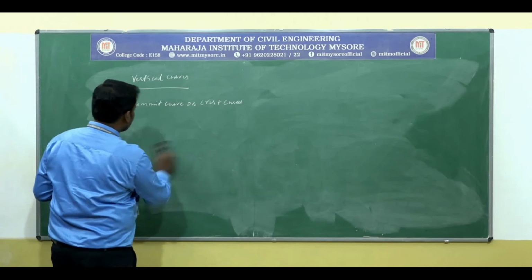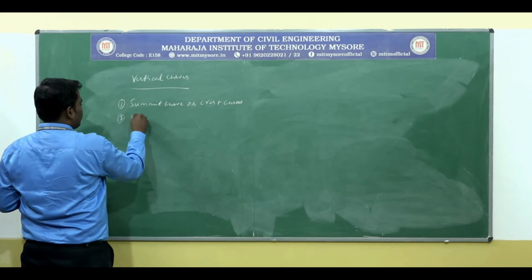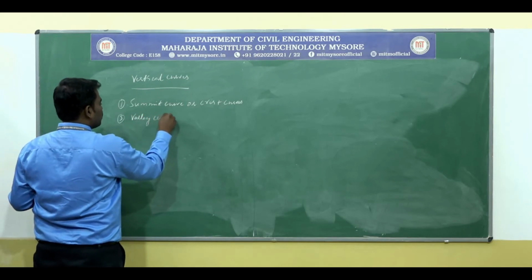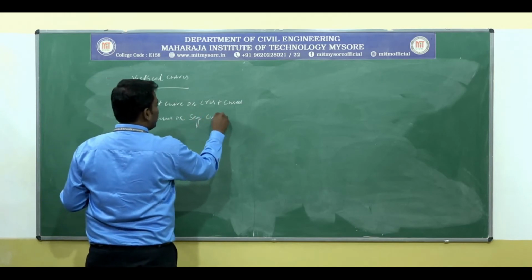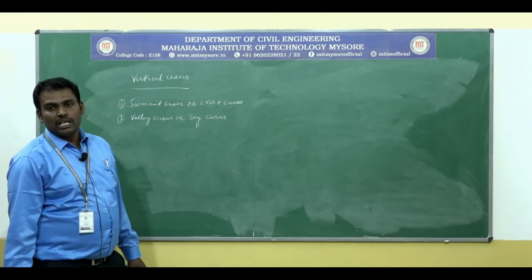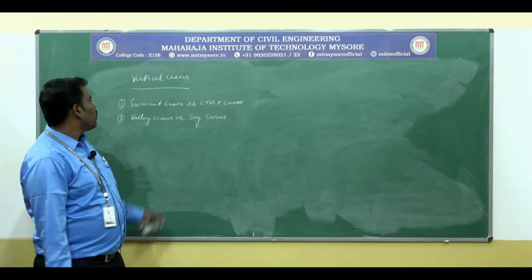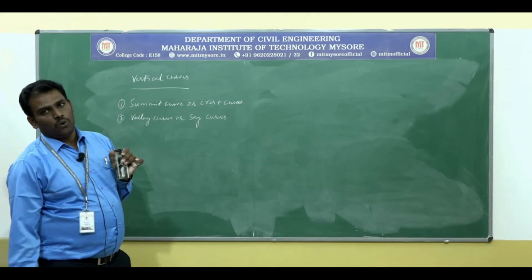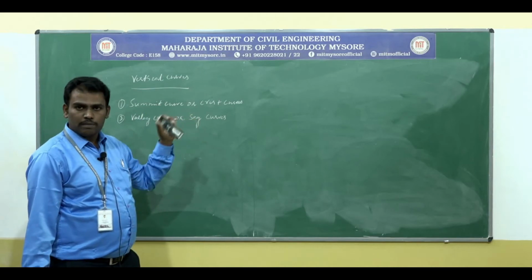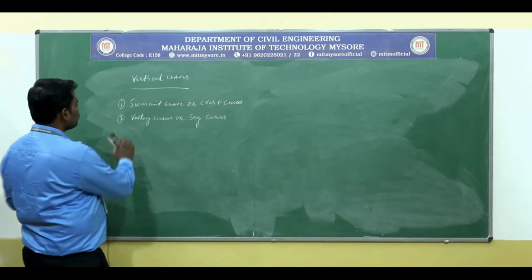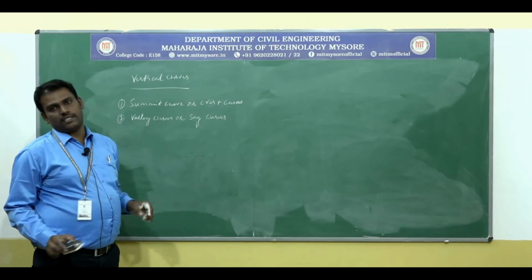The first one is the summit curve or crest curve. The second one is the valley curve or sag curve, with concavity upwards. Is it clear? This is regarding the types of vertical curve. I'll take up the types of vertical curves one by one. In each type of vertical curve there are about 4 cases.